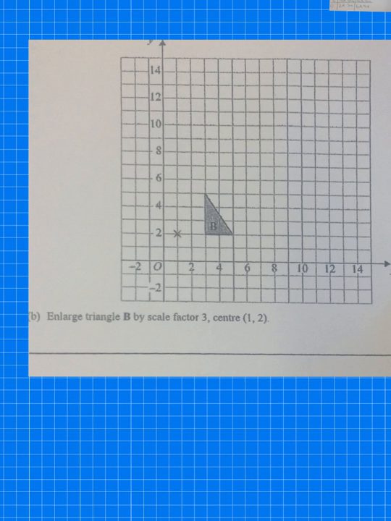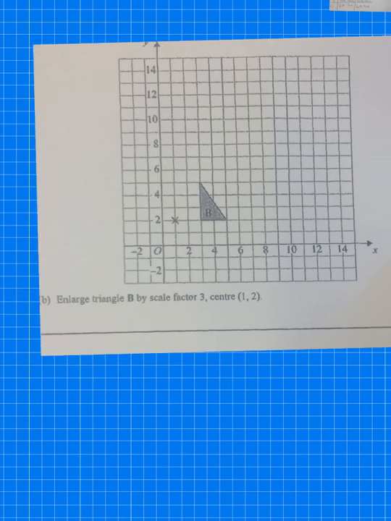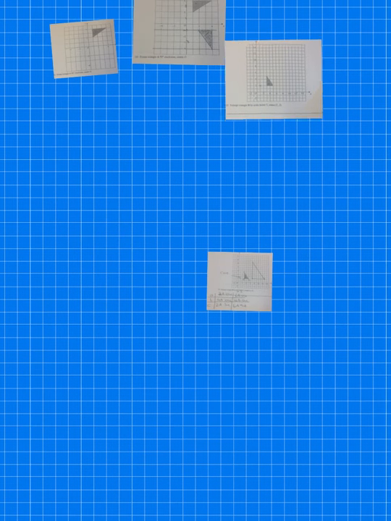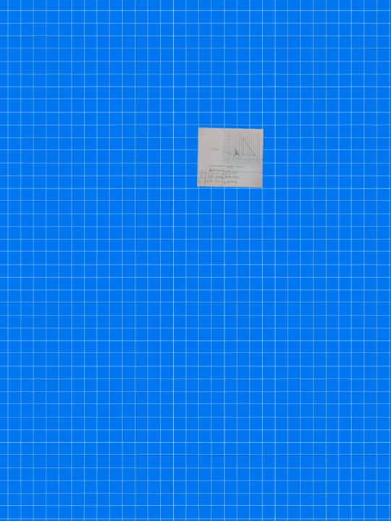So here we have a good question on enlargement. Enlargement by a scale factor of 3, with the center of enlargement 1, 2. So this is a good question on enlargement, and I'm going to show you now how I would answer it and how anybody in my class should answer it. Okay, there are loads of different ways people do enlargement, but this is the way we've been doing it.